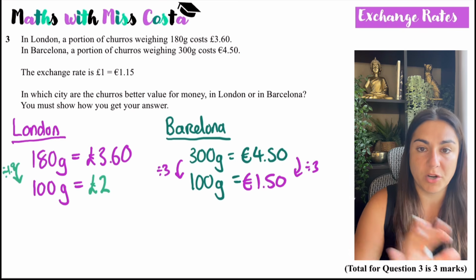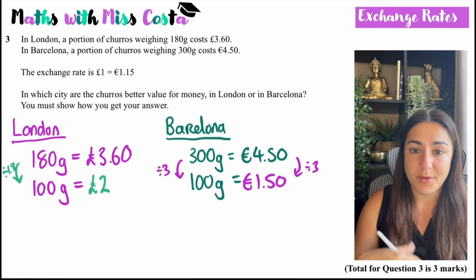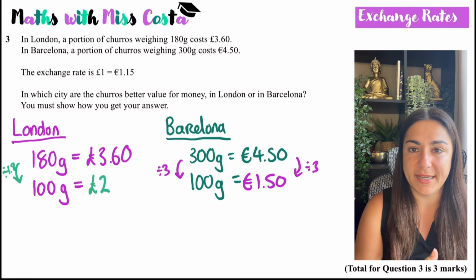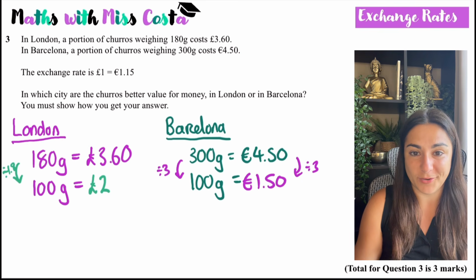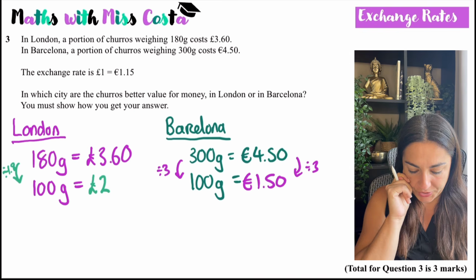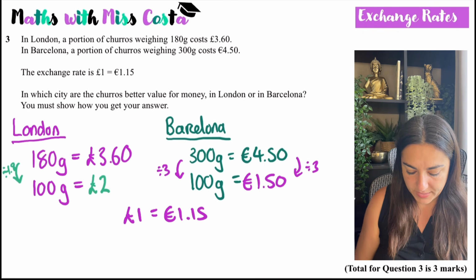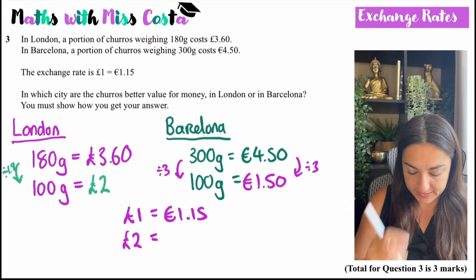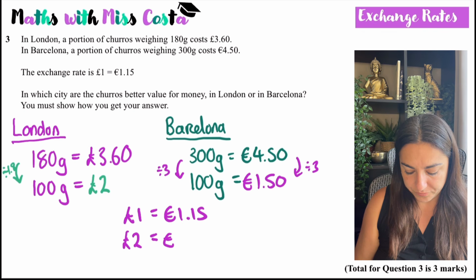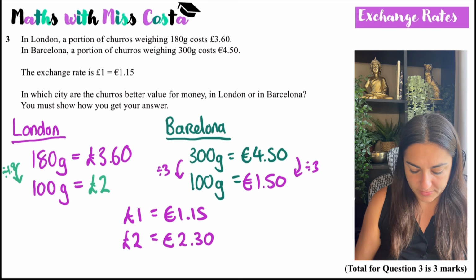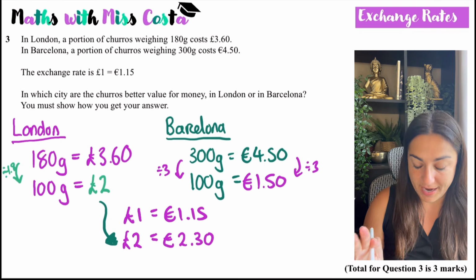So now I know how much 100 grams costs in each city, but because it's an exchange rates question, what I need to do is convert one of the currencies into the other. So I'm told that £1 is €1.15. So I know that in London, 100 grams is £2. So this one would be quite easy to convert. £2 is going to be €2.30. Okay, so I've worked out what £2 is in euros, and now I have 2 comparables.